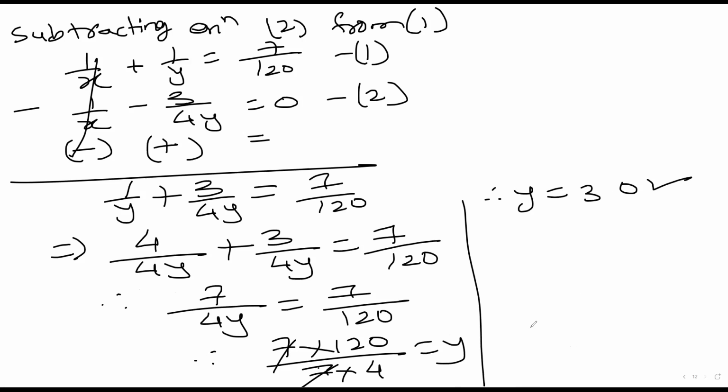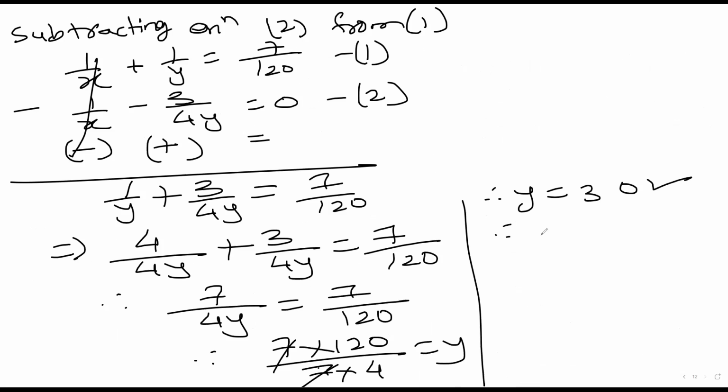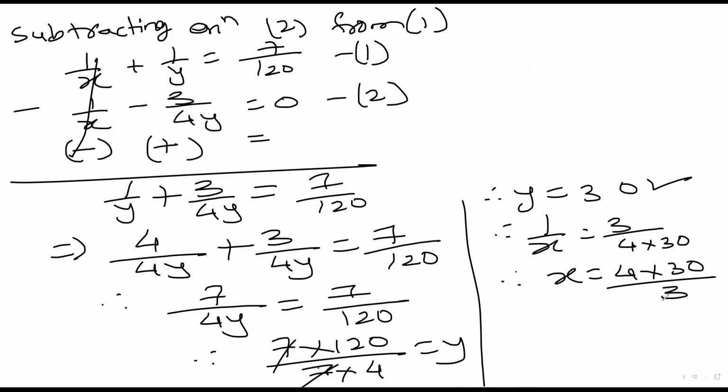So if y is 30, what will be x? 1 upon x is 3 upon 4y, therefore 1 upon x is 3 upon 4 into 30. So cross multiply, x will be 4 into 30 upon 3, tens are 40. x will be 40. Got it?